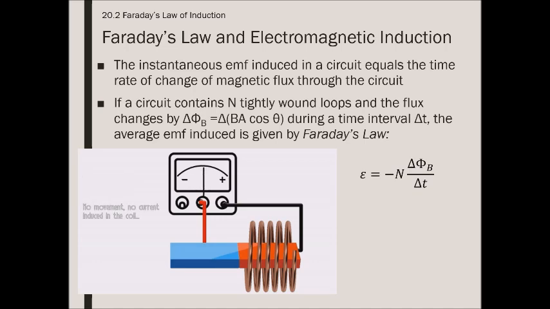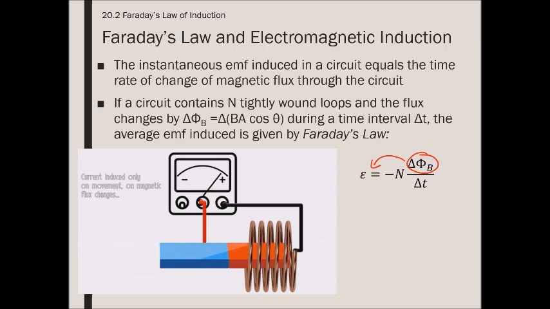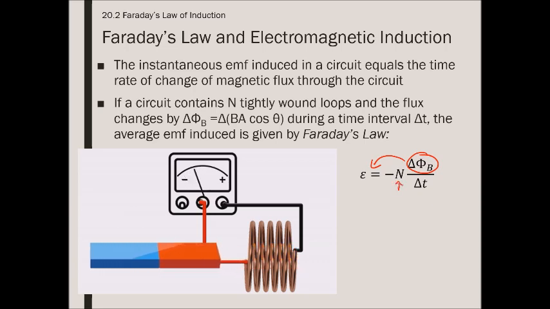The change in magnetic flux over time is what creates an EMF, and this is Faraday's law. If I have a changing magnetic flux in a loop, so that's what the N means, this is typically done in a loop, then I will create current. And this is exactly how generators work, which we'll get into next time.